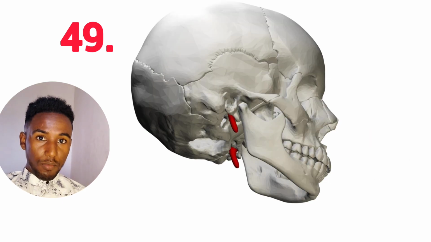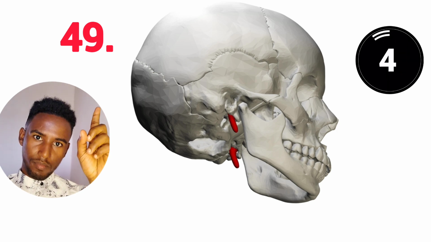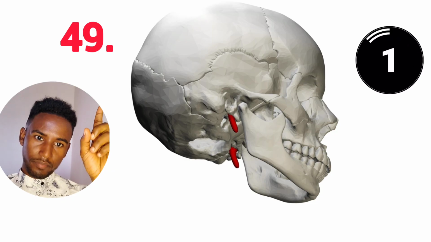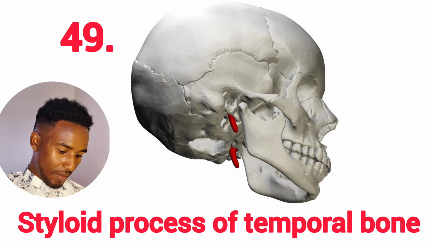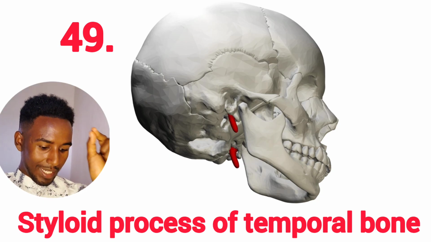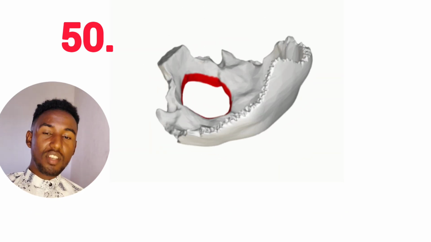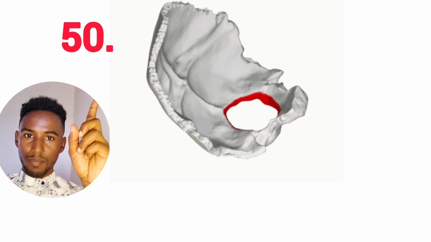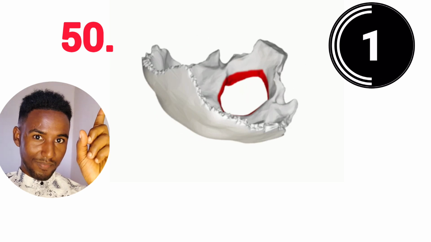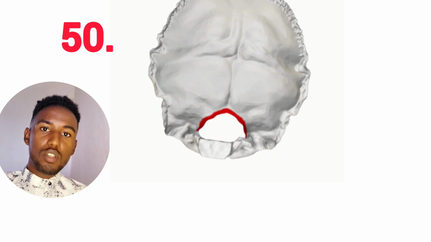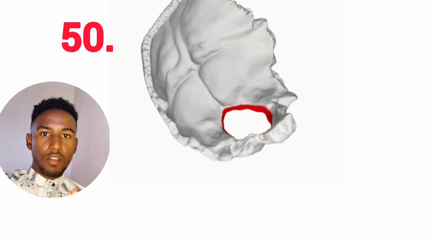Question 49. What is this bone called? It is the styloid process of the temporal bone. The styloid process of the temporal bone is a slender projection below the ear. Last but not the least, question number 50. Can you name this bone? It is called the occipital bone or foramen magnum. It contains the large foramen magnum.